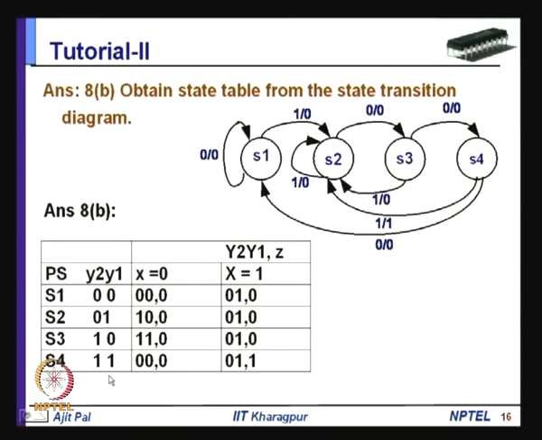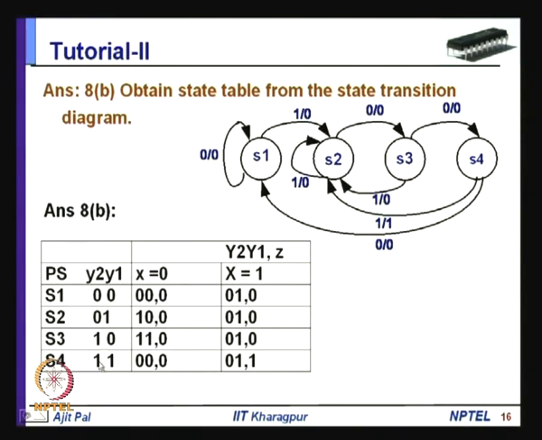In fact, this state assignment plays an important role in deciding the area, delay and power dissipation of the combinational circuit. In this case we have done it in an arbitrary manner, without considering whether the circuit will be complex or should have minimum delay. So, with this simple state assignment, you can get the corresponding next state values y2, y1 and the output z, for the different inputs x equal to 0 and x equal to 1, and these are listed here.